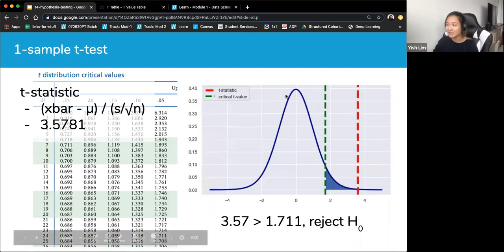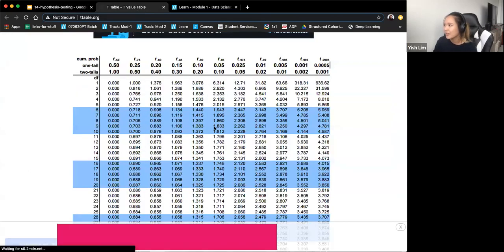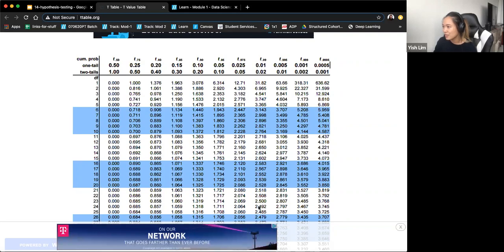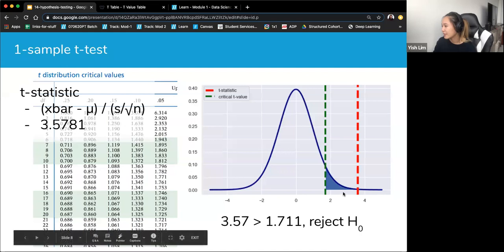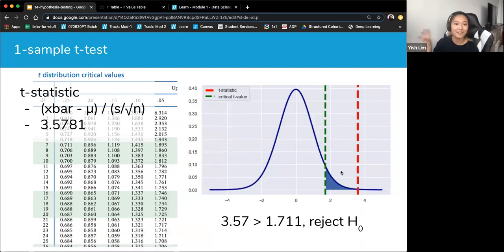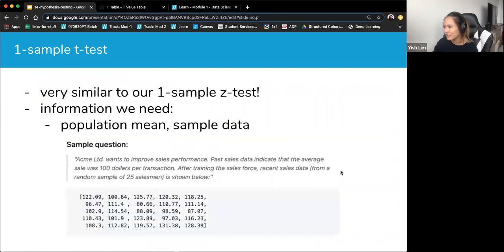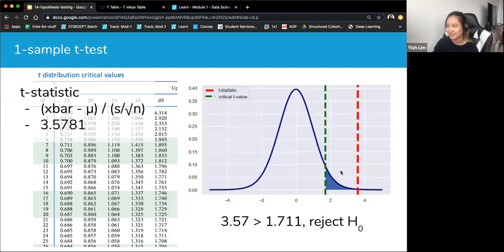If that makes sense. So actually, at an alpha of 0.01, let's take a look at what the critical value would be. A one-tailed test, 0.01 here. So this column, and we scroll down to 24. At 24 degrees of freedom, our critical t value would have been 2.49. And 2.49 is still less than 3.57. So I guess this training really did have a significant impact on sales performance. Does that make sense?